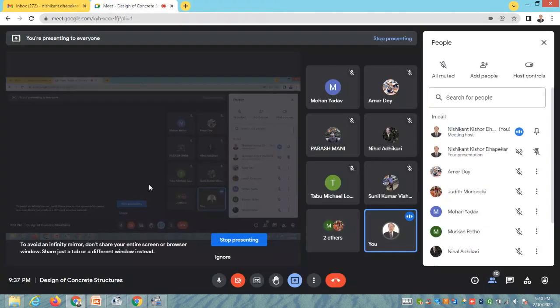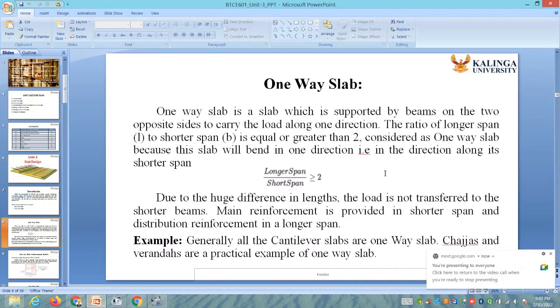Now that we shall discuss here. In one-way slab, if you are getting longer span ratio, longer span to shorter span greater than 2, you go for one-way slab. Generally, I have mentioned here the examples as in case of cantilever slabs, chhajjas, balconies sometimes, many a times we design one-way slabs.